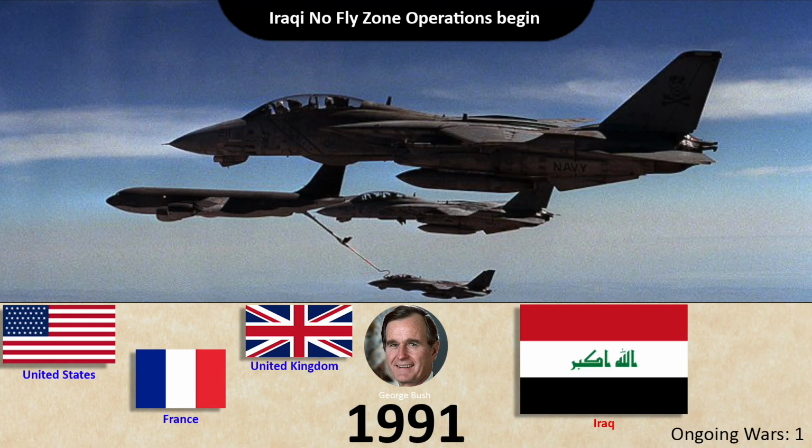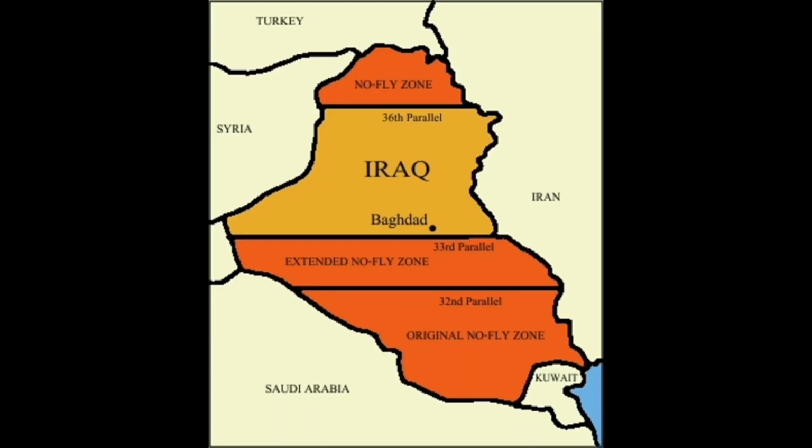Now, starting in 1991, Iraqi no-fly zone operations would begin, and this was just a low-level conflict in Iraq proclaimed by the United States, United Kingdom, and France after the Gulf War, and it was stated that these no-fly zones were intended to protect the ethnic Kurdish minority in northern Iraq and Shiite Muslims in the south. Any Iraqi aircraft were forbidden from flying inside the zones.